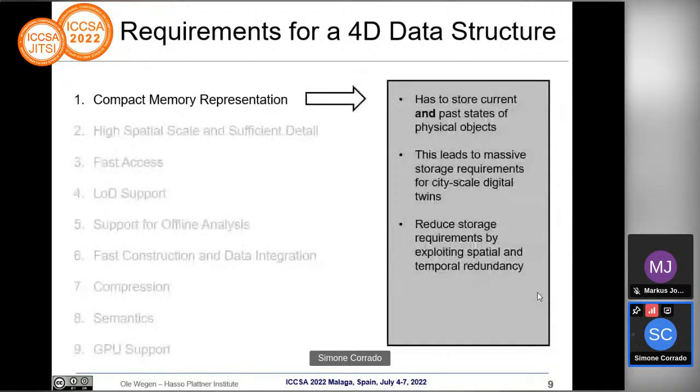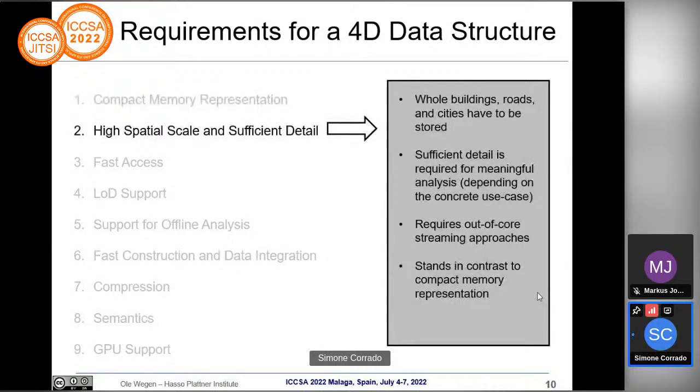First of all, we need some kind of compact memory representation. The base data that we have available for the point clouds are quite memory intensive. We want to store past and current states across the whole city, so we have to reduce these massive storage requirements somehow. One idea could be to eliminate the temporal redundancy in the point clouds, and I will elaborate on this in a bit.